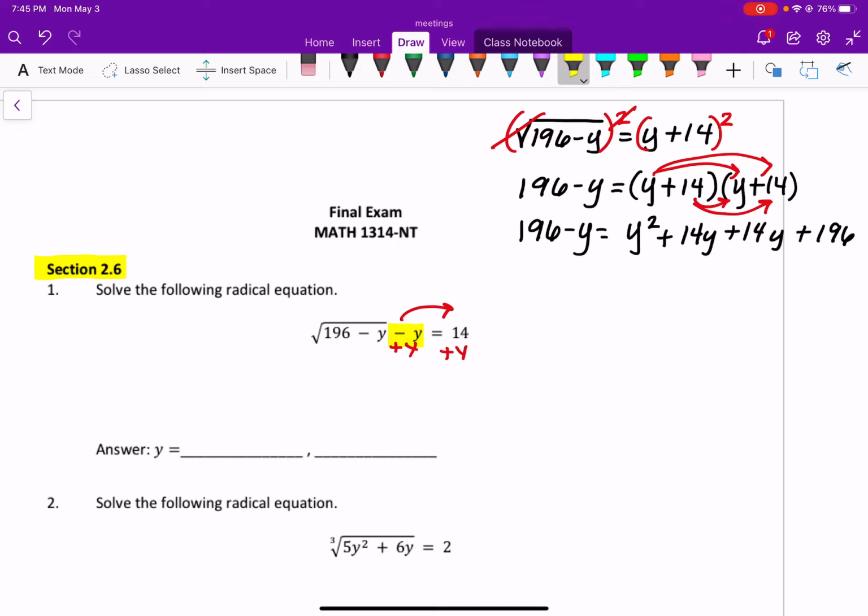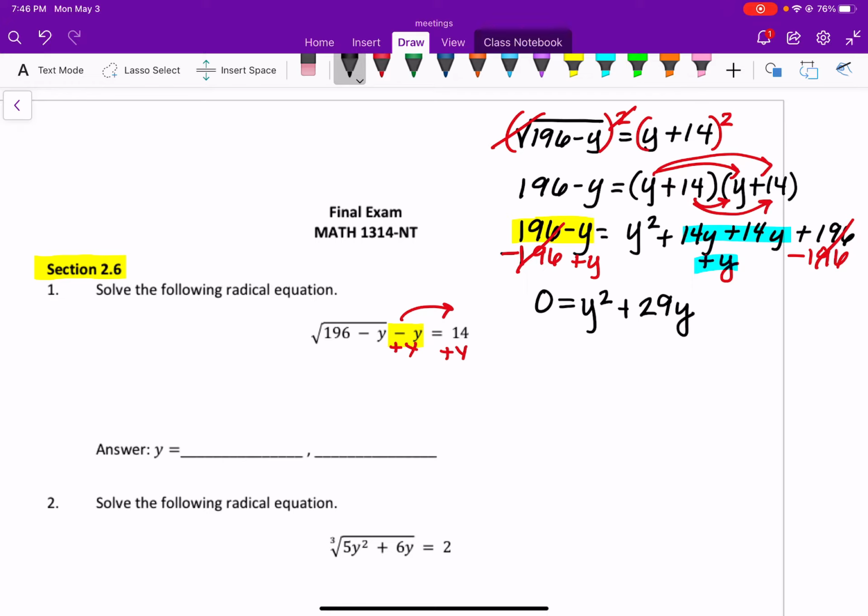So now we want to move both this 196 and minus y to the other side so that we can factor. So we're going to subtract 196 from both sides. And what's going to end up happening is they're actually both going to cancel out. We're going to add y to both sides. So now we have 0 equals y squared. And then remember, when you do this, you're adding 14y plus y. So our 14y, and then plus y. So 14 and 14 is going to give us 28, plus one more is going to give us 29. So this will be 29y.